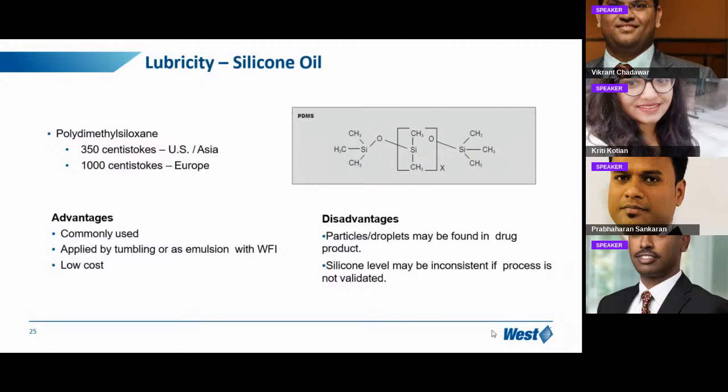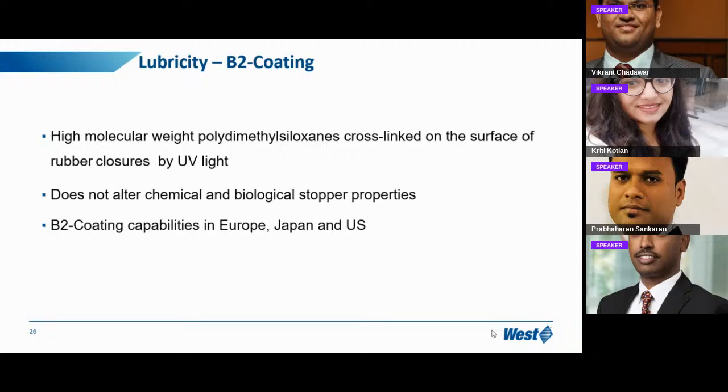Thank you. So all these rubber stoppers have some amount of silicone oil, but that should be measured. The other way is a B2 coating. B2 is a version given by our partner Daikyo Seiko. B2 coating is a coating with high molecular weight polydimethylsiloxane cross-linked on the surface of the rubber closure and then cured with UV light. Because of this curing, you will not see subvisible particles on top of these rubber stoppers.